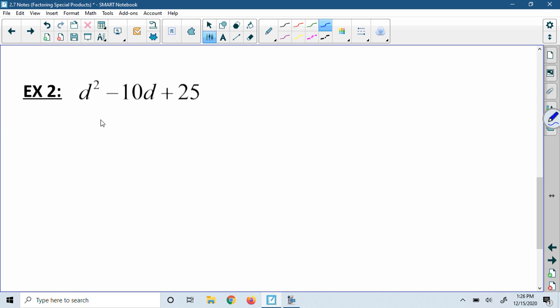Here's another one, d squared minus 10d plus 25. What two numbers multiply to be positive 25 and add to be negative 10? Well, it's negative 5 and negative 5. And remember at this point, it's a good idea just to check yourself. Does negative 5 times negative 5 really multiply to be 25? Yes. Do they really add up to be negative 10? Yes. And the fancy way of putting your answer is d minus 5 squared.